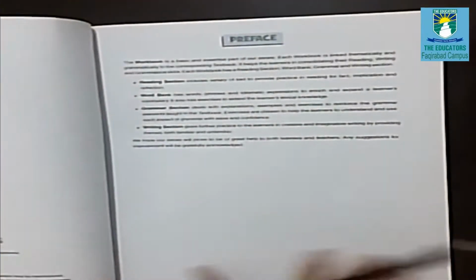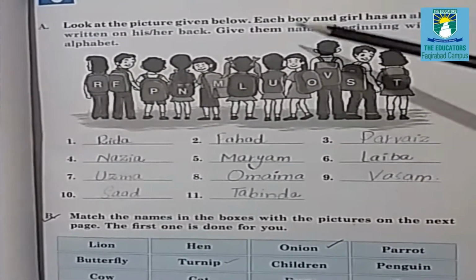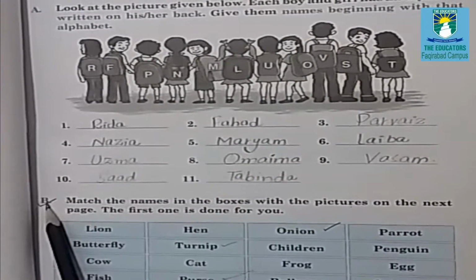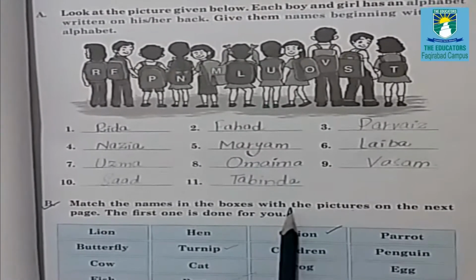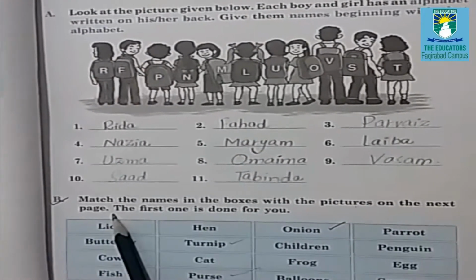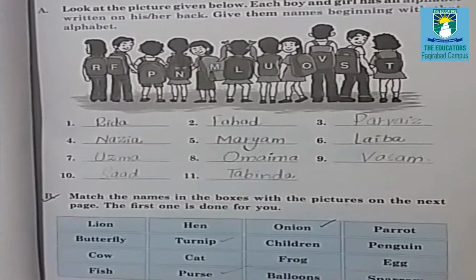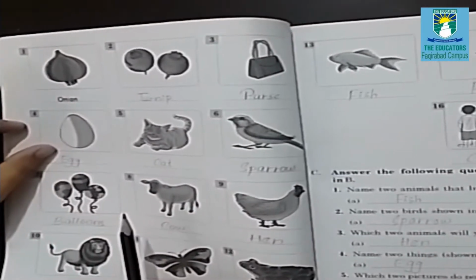I'm your English teacher. Open your English workbook, page number 7. In our previous lecture, we did exercise A. So today we are going to do exercise B. Question is, match the names in the boxes with the pictures on the next page. So here we have some words and now we are going to write these words under the correct picture.